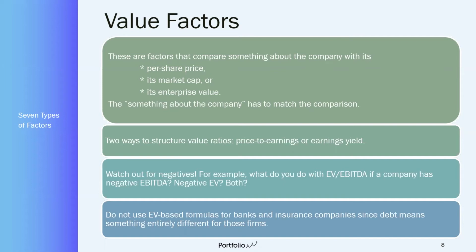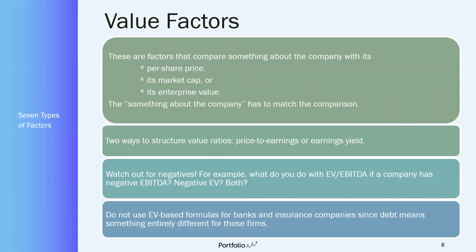Now, there are two ways to structure value ratios. You can put the size value, the price, market cap, or enterprise value as the denominator, or you can use it as the numerator. So price to earnings uses the price as a numerator and earnings as the denominator, and earnings yield does the reverse. I prefer to do the yield version. To me, it makes more intuitive sense because I'm seeing what I can get out of the company. I'm using higher values better, and I don't have to worry about negative values. When you are using PE or price to free cash flow, you have to worry about negative values.